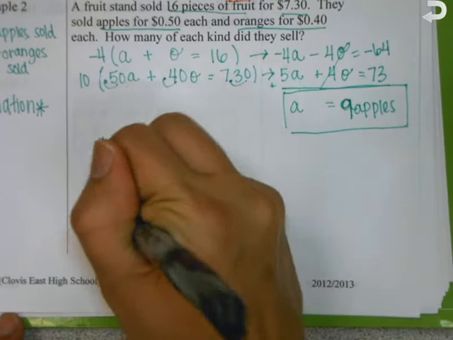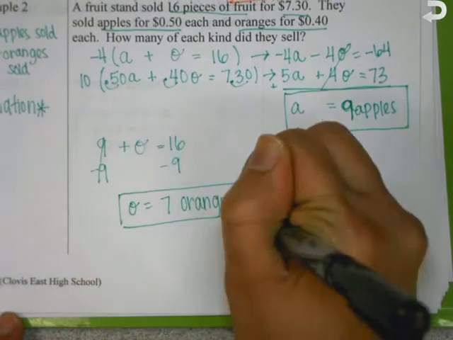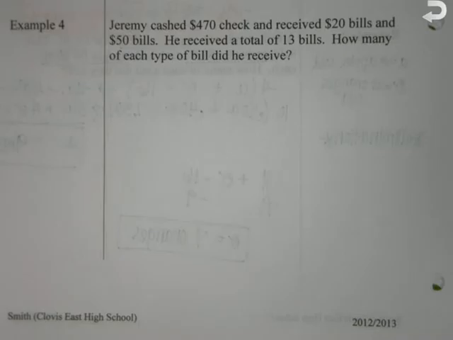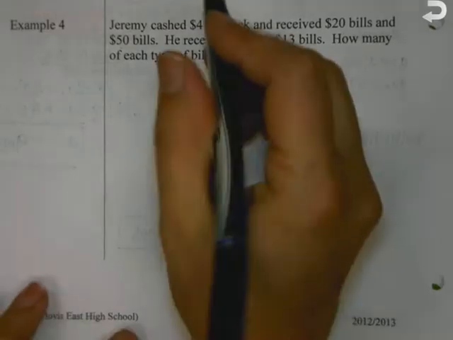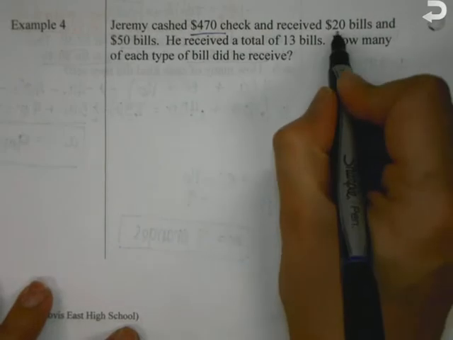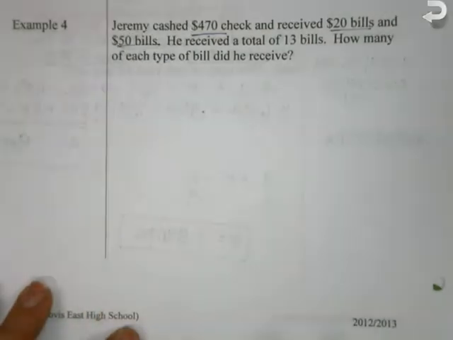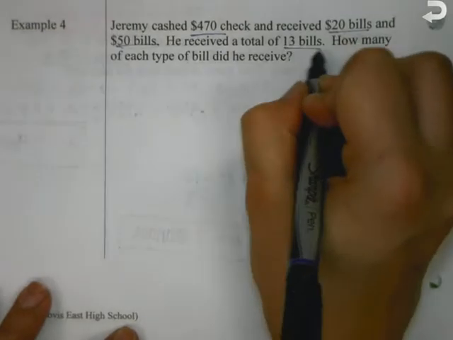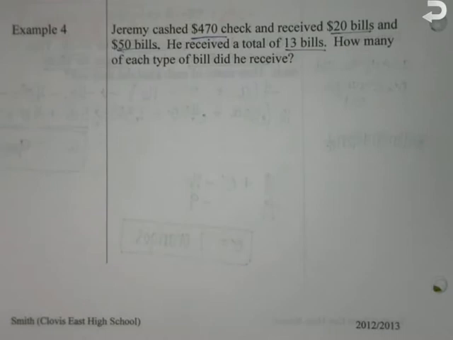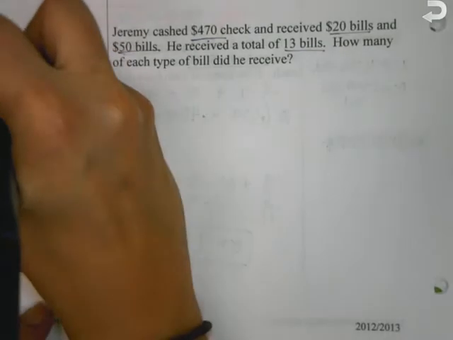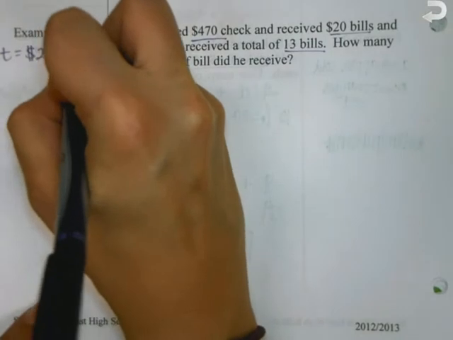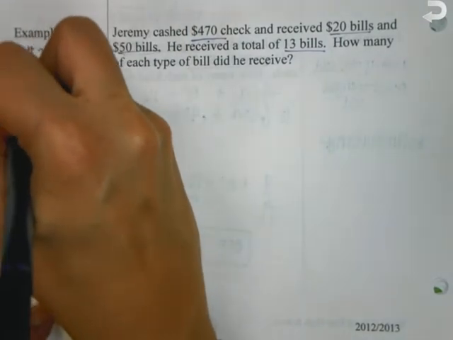Okay. So for example 4, the check was for $470 total, and there were $20 bills and there were $50 bills, for a total of 13 bills. So my variable is the number of each type of bill. So I'm going to let T equal $20 bills, and F is going to equal $50 bills. Okay, those are my variables.